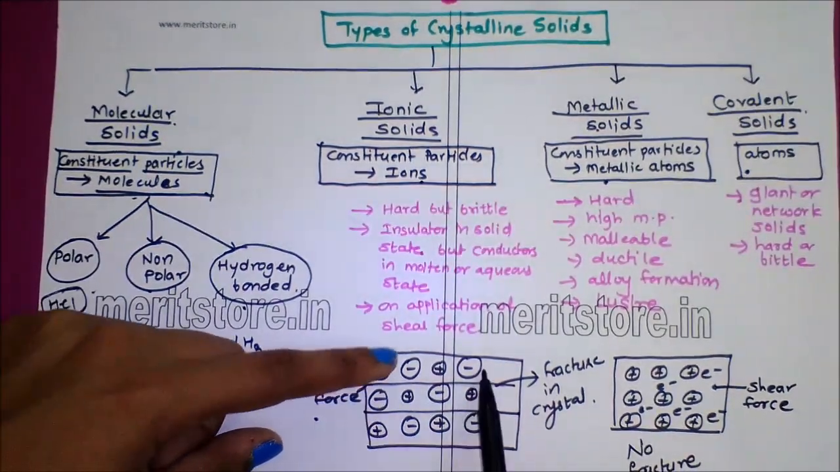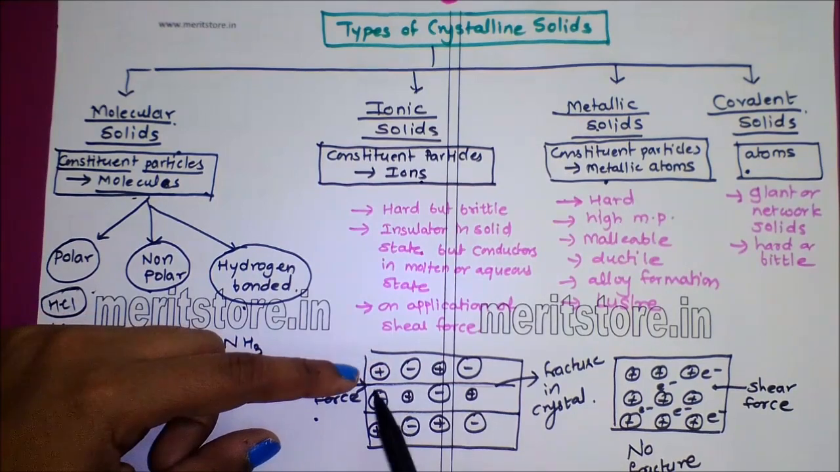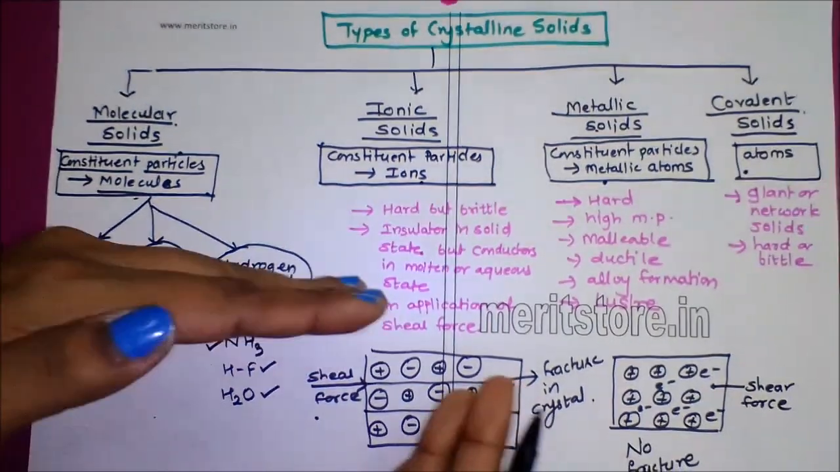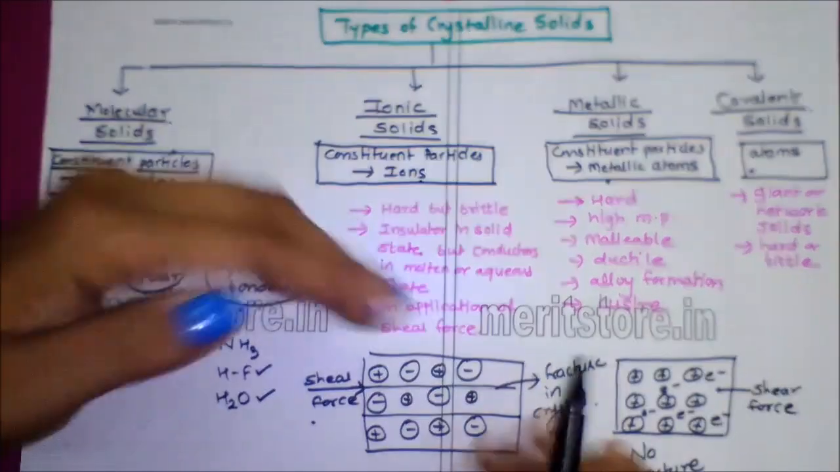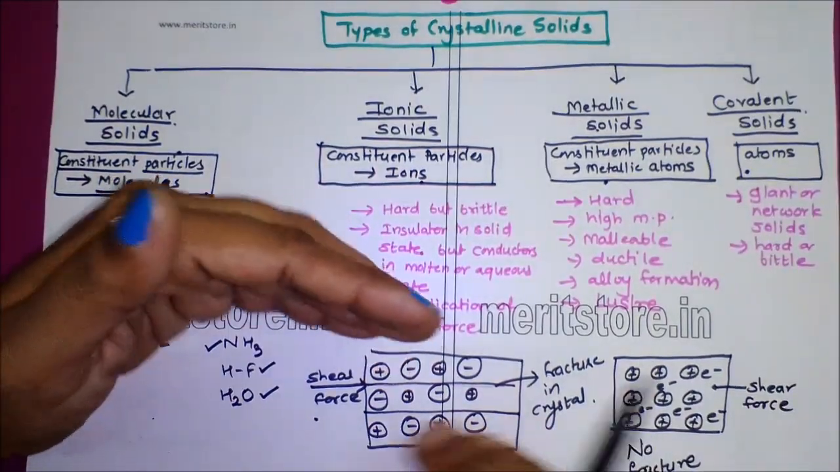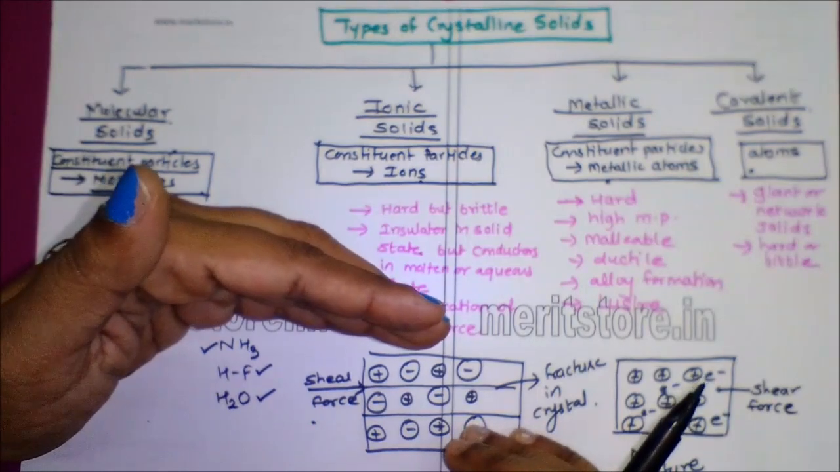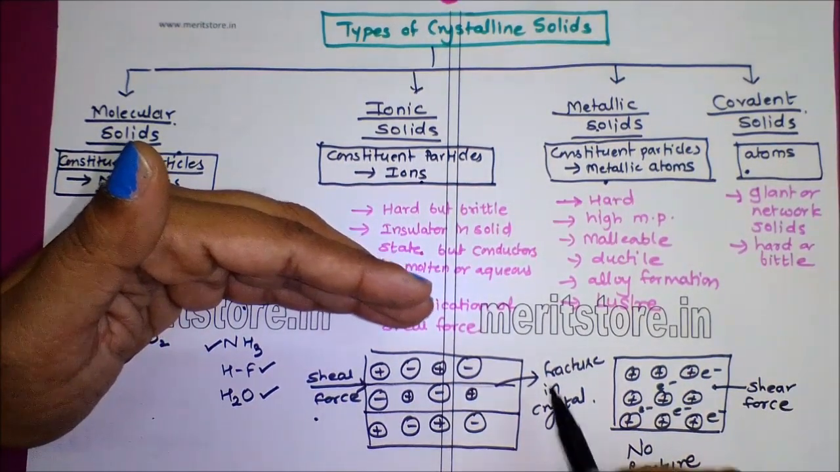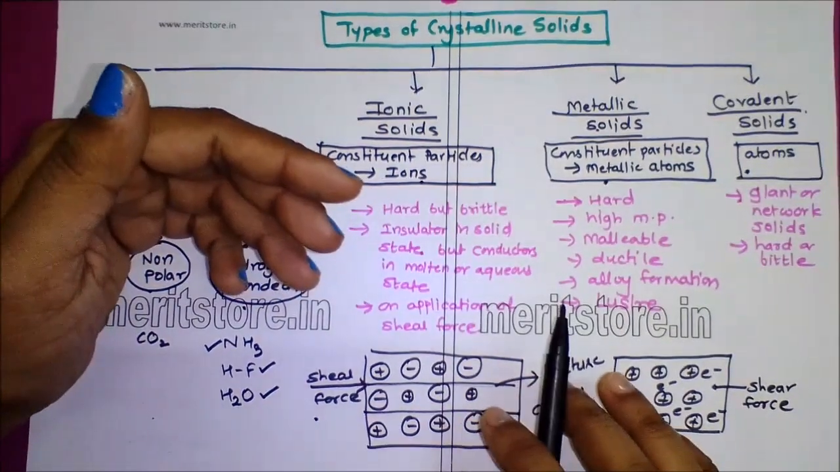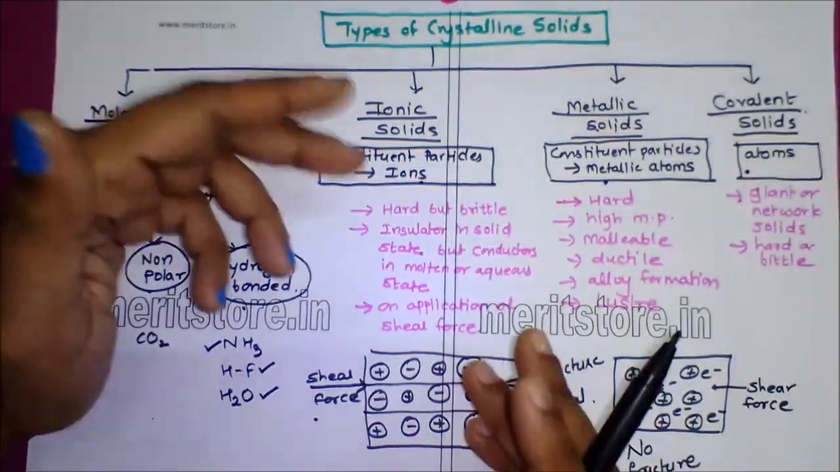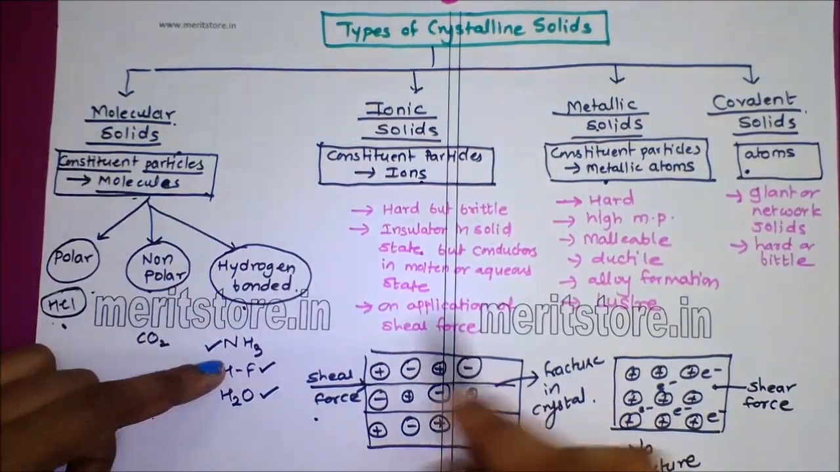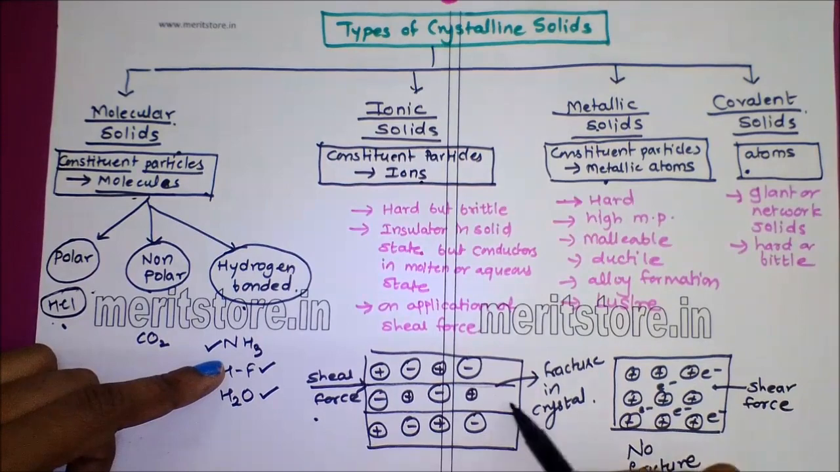But if I apply that force in the parallel direction, since the cations and anions have different sizes, these two layers will have friction between the two when you apply the shear force on them. And since they have friction between the two, that particular crystal will undergo fracture in the structure. And due to the fracture, they do not have the property of malleability or ductility that we generally find for metallic solids. Hence, we can say that ionic solids on application of shear force undergo fracture in the structure.